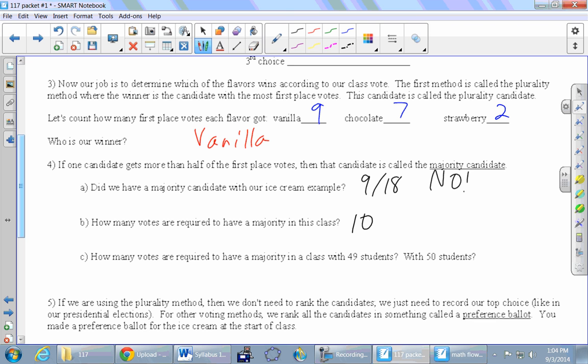So part B, we just answered. How many votes did we need in this class for a majority? 10. 10 out of the 18 of us needed to say the same thing. Moving on to part C, how many votes are required to have a majority in a class with 49 students? So 25 is one possible answer. Feels like 20, like it's right around there. Maybe it's 24, maybe it's 26. Do we all buy it's 25? 24, yeah, I mean, taking half of 49 seems reasonable.